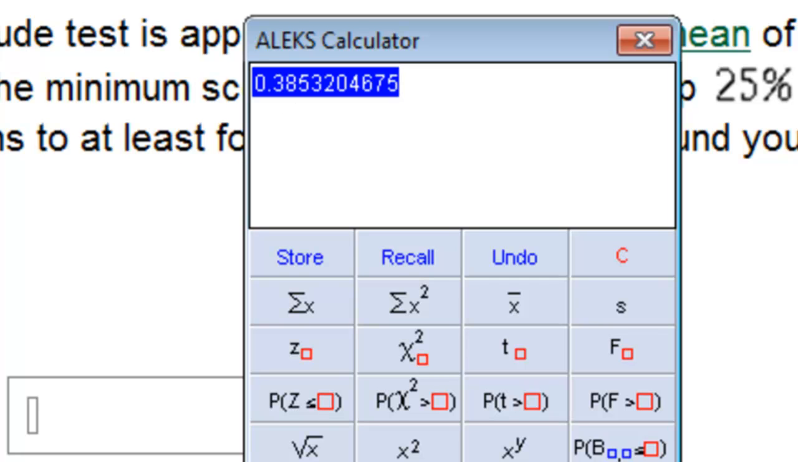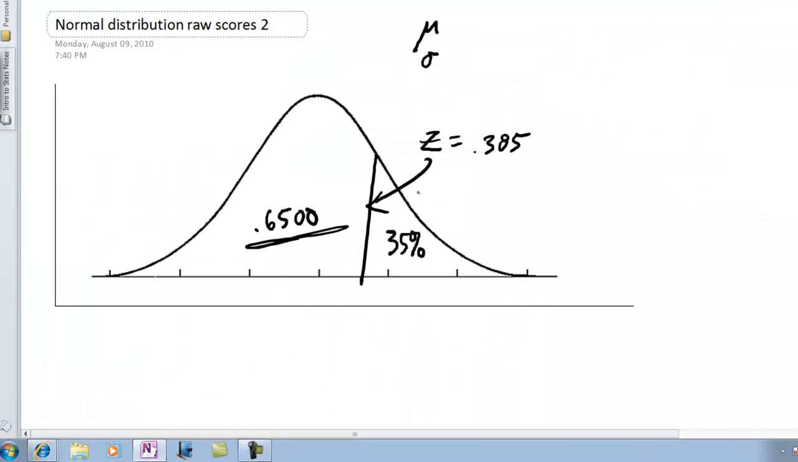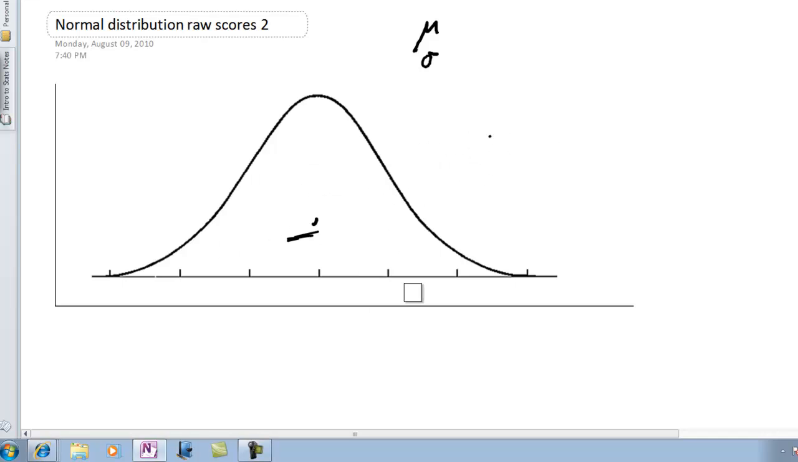And look at that, 0.385. And what did I say? 0.385 based on the chart. Okay, let's do another one. If I want to find the bottom, oh no, we'll do another top. If I want to find the top 45%, let's say that's right there, 0.45 would go in the box.